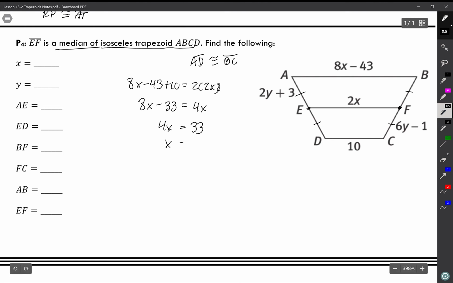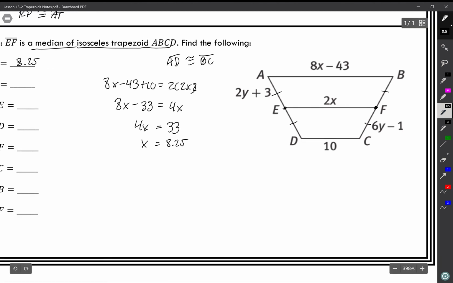So x will be equal to 33 divided by 4, which is going to give me a decimal number, and it'll be a pretty clean decimal, so we'll actually write it as a decimal. It's going to give me 8.25. I'm okay with that because it rounds nicely. All right, let's do y now.